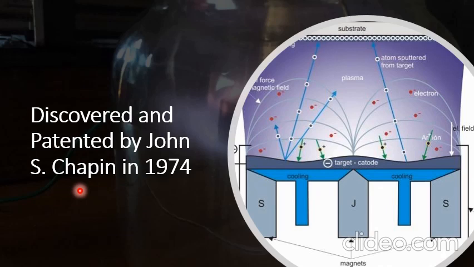Please note that the need for magnetron sputtering arose from the slow deposition rate of the direct current sputtering instrument, because a direct current sputtering device uses a direct current to ionize the gas, and that ionized gas, with the direct current, has a higher energy.